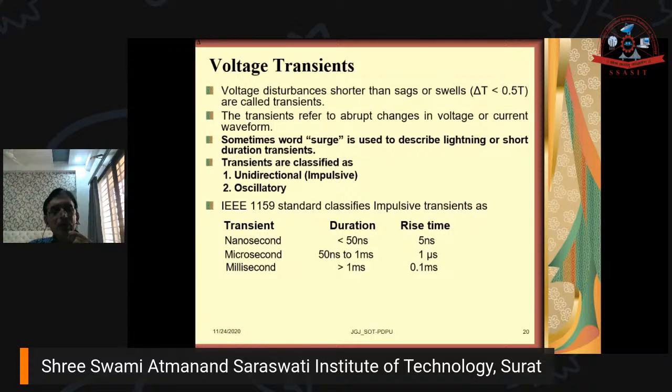Now, according to the IEEE standard 1159, the impulsive transients can be classified according to their durations. So first is nanosecond, microsecond, and then millisecond. If the duration is less than 50 nanoseconds, it is called a nanosecond transient. If the duration is between 50 nanoseconds and 1 millisecond, it is a microsecond transient. And if the duration is more than 1 millisecond, then it is called a millisecond transient. This is as per the IEEE standards. So impulsive or unidirectional transients can be classified as nanosecond, microsecond, and millisecond, right?